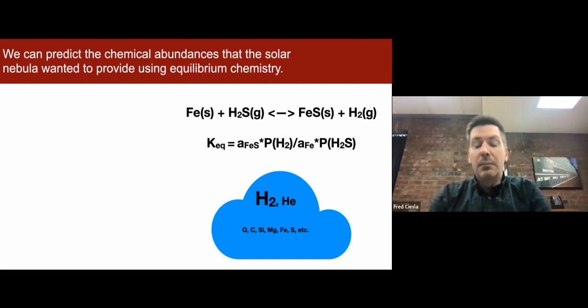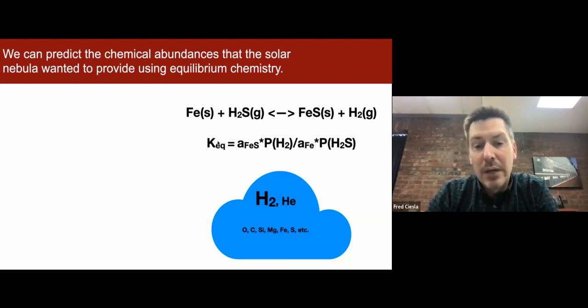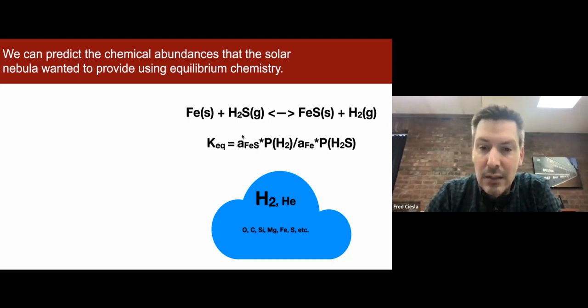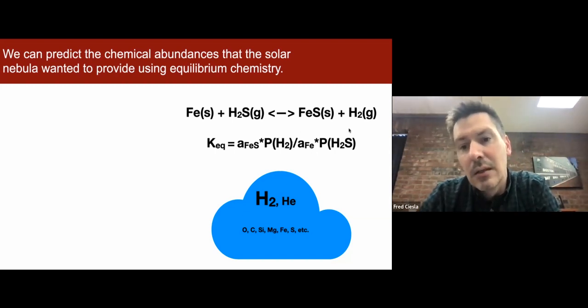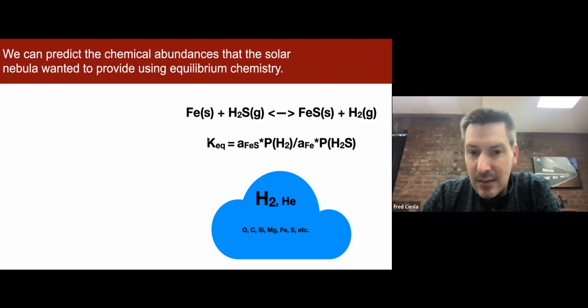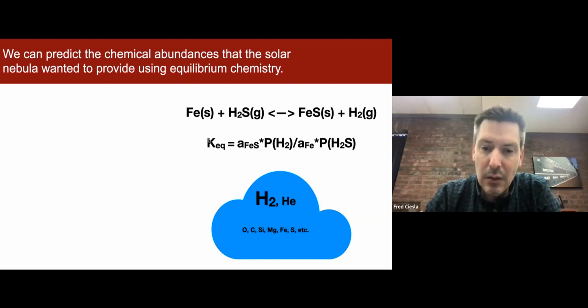We can look up the equilibrium constant for this reaction based on thermodynamic equilibrium and write it in terms of the activity of the solids, which is the A factors here, and the pressures of the corresponding gaseous species in this reaction. The important thing to note here is that this relationship, the equilibrium constant, is a function of temperature. So depending on the temperature, you're going to have a different value.